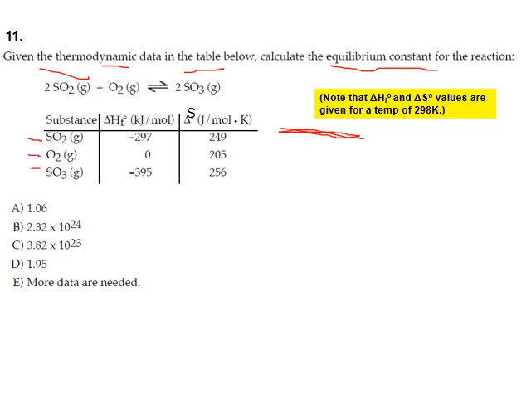I'm not going to go through every step in the calculation, but you just do it for all three of those, and then come back up here and do your overall delta G for the whole reaction. And then use delta G equals minus RT logarithm K. Let's go to the next slide.